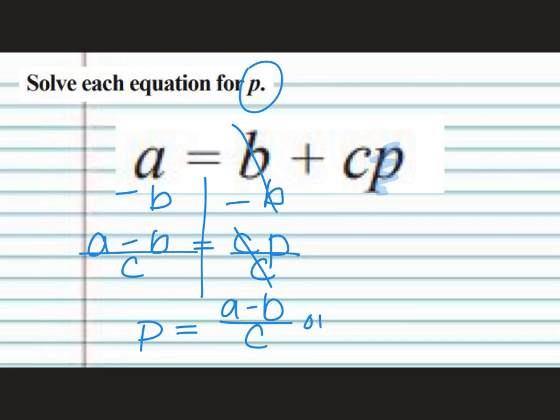Now keep in mind, we can also write those two division problems separately. So we can also have P equals A over C minus B over C. This means the exact same thing, just looks a little bit different. Okay? All right, so hopefully we are on the right track. Now in this case, because there were no values, there's no simplifying we can do. Everything is staying as its variable.